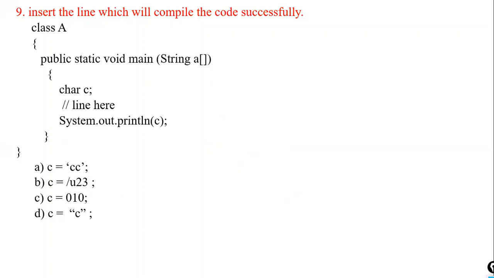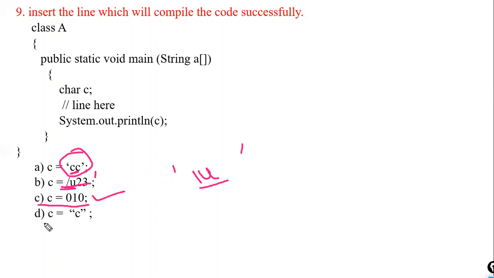Which line, if inserted, will compile the code successfully? The data type is char. Character can be assigned with only a single character. Here, though they are enclosed in single quotes, 2 characters are passed. So this is invalid. All the Unicode values should be represented with \u, and they should be enclosed in single quotes. So here single quotes are missing and the slash we are representing is wrong.